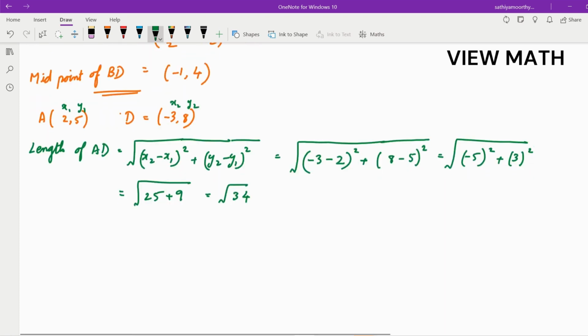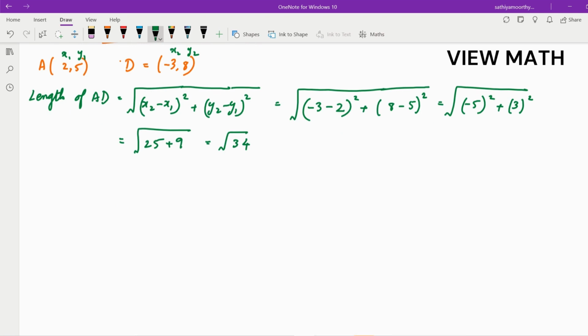Next, I'm going to find out B and C. So let me write. B is (1, 0) and C is (-4, 3). So this is my x1 y1, x2 y2.